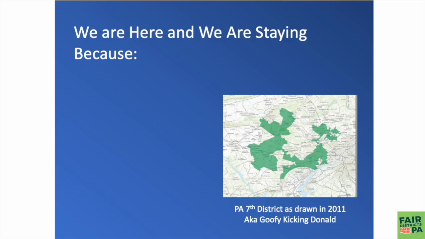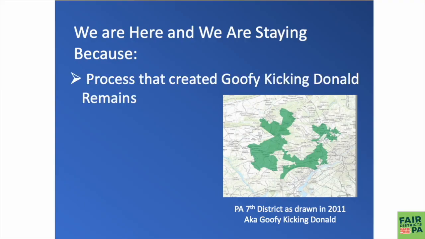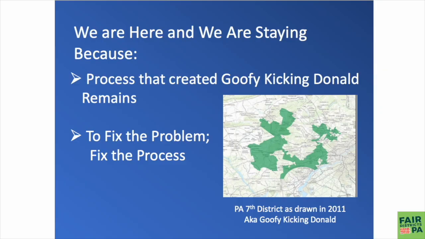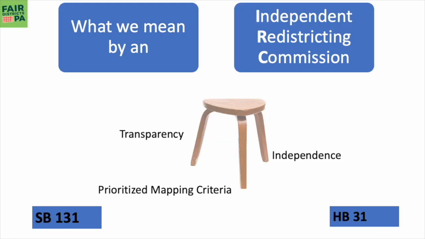For this decade, the congressional delegation is not baked in by a map, but the problem has not been solved, and we're still here, and we're staying here because the process that allowed party leaders to create Goofy kicking Donald remains in place. The process is the problem. To fix the problem, we have to fix the process. The fix is an independent redistricting commission.